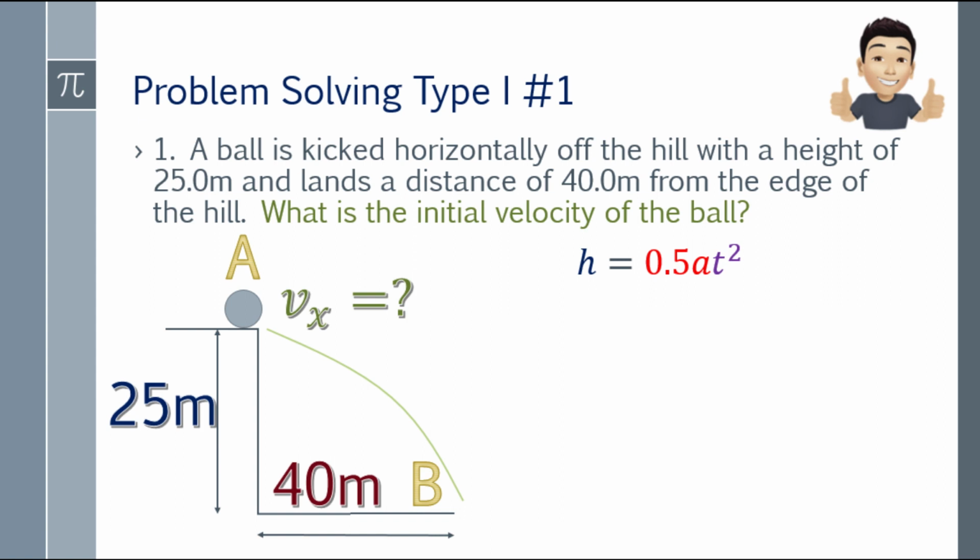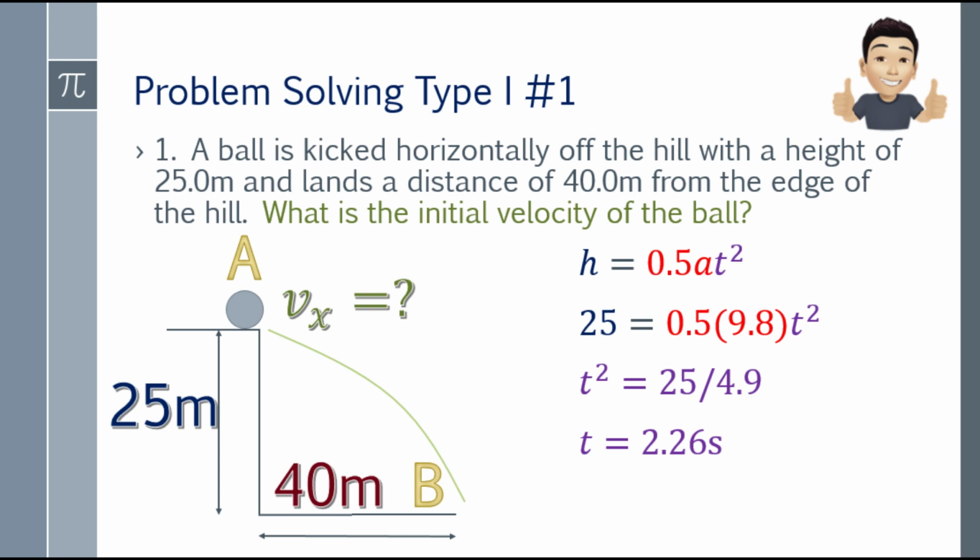Alright, so i-substitute natin yung values na meron tayo. So that will be 25 is equal to 0.5 times 9.8 times t squared. And t squared is equal to 25 over 4.9. So algebraically, t is equal to 2.26 seconds.